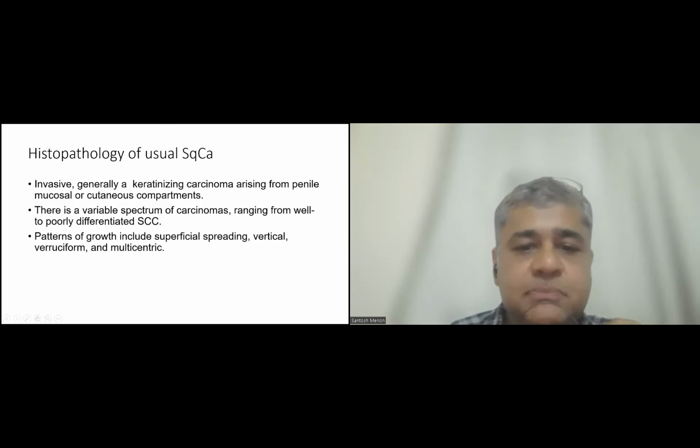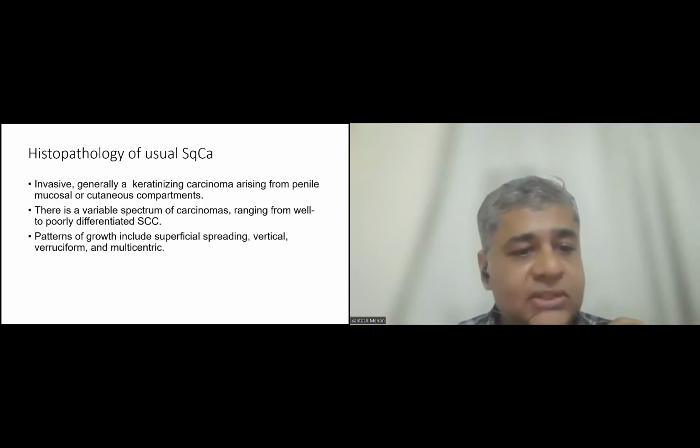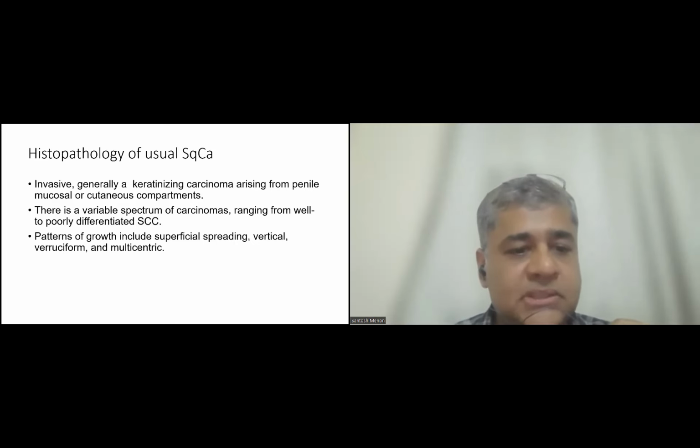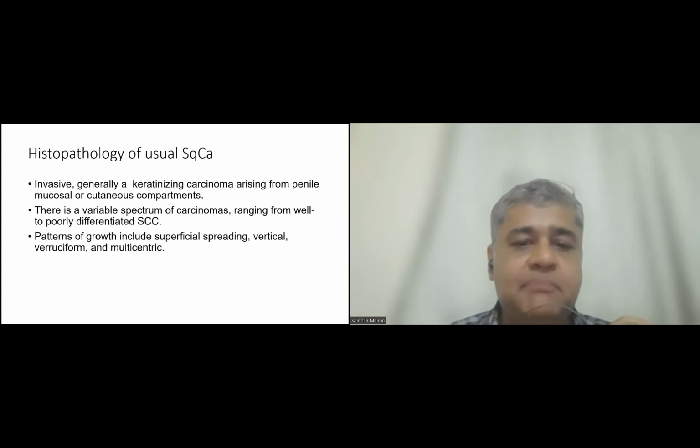There is a variable spectrum of carcinomas ranging from well differentiated to poorly differentiated. That comes into the grading of the spectrum of these usual squamous carcinomas. And these may have varied patterns, like a superficial spreading, vertical type of growth, verruciform, which is not very uncommon, and multicentric kind of growth patterns.